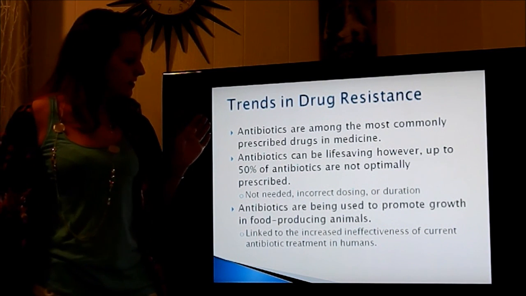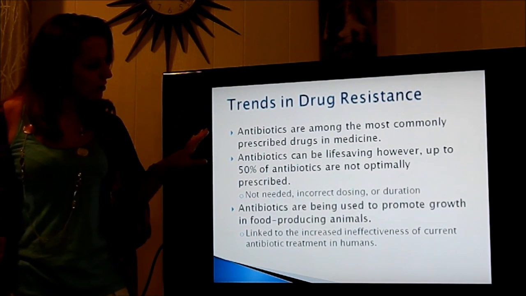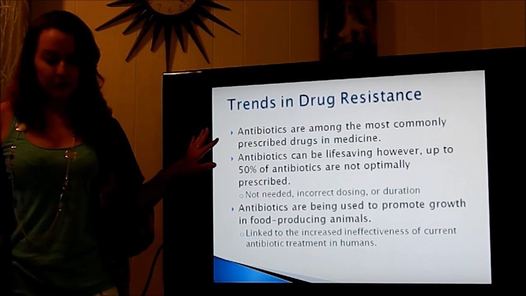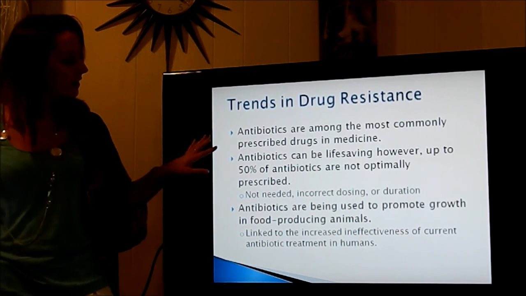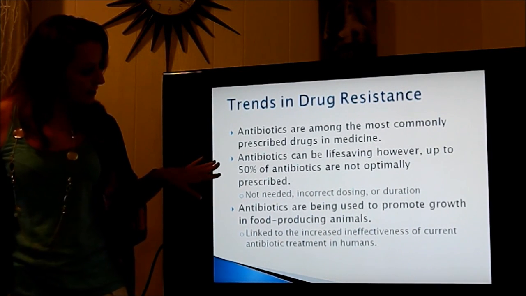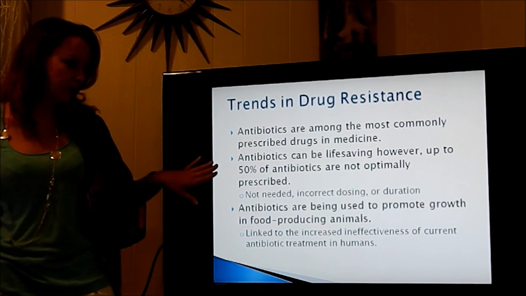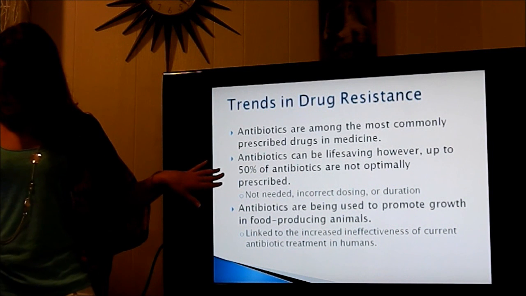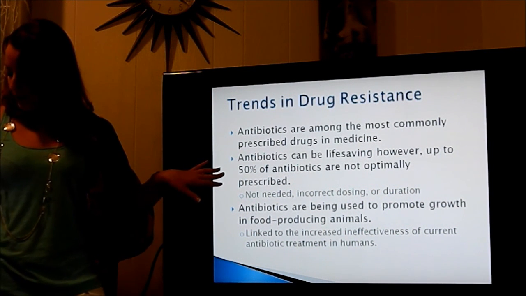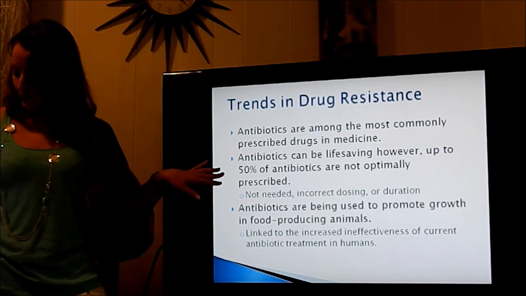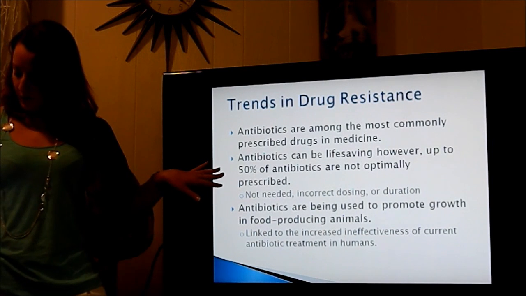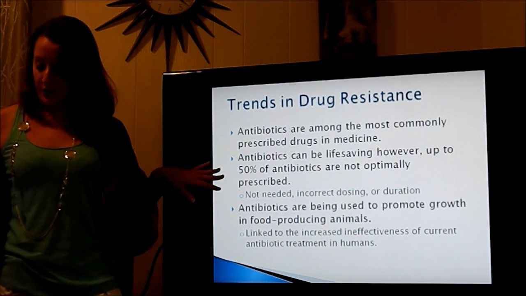Trends in drug resistance. Antibiotics are among the most commonly prescribed drugs in medicine. Antibiotics can be life-saving, however, up to 50% of antibiotics are not optimally prescribed. Often prescriptions for antibiotics are given when they're either not needed for treatment or the incorrect dose or duration.